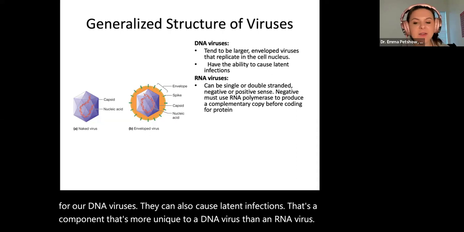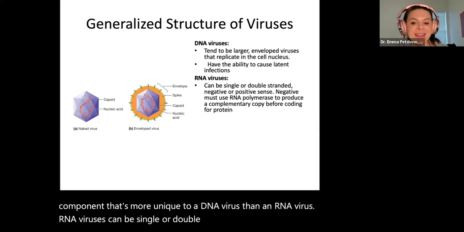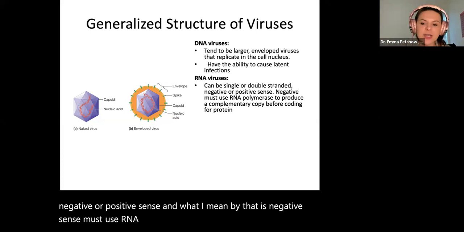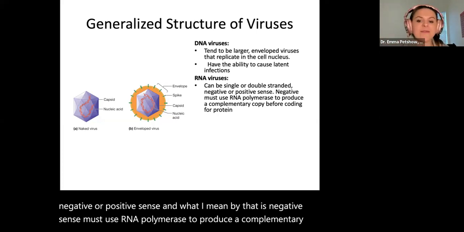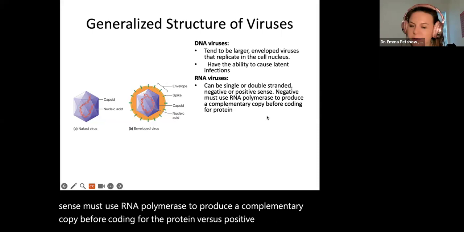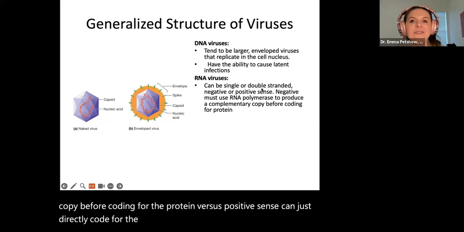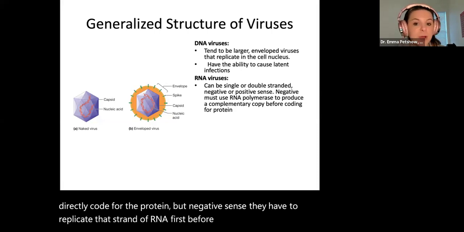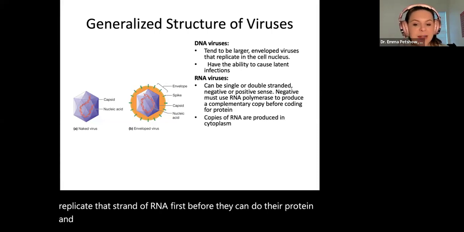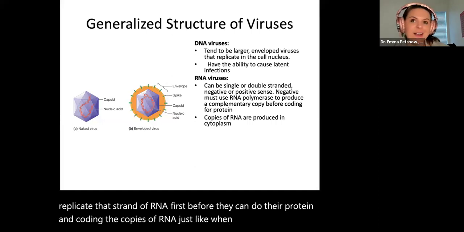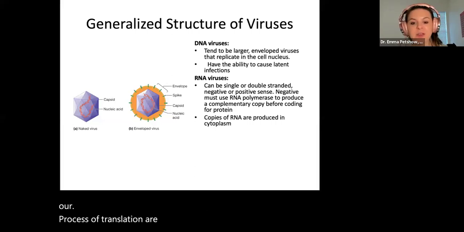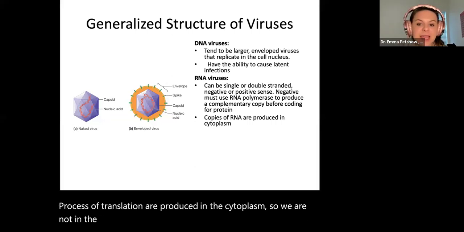RNA viruses can be single or double-stranded. They can be negative or positive sense. What I mean by that is negative sense must use RNA polymerase to produce a complementary copy before coding for the protein, versus positive sense can directly code for the protein. Negative sense viruses have to replicate that strand of RNA first before they can do their protein encoding. The copies of RNA, just like when we would normally do translation, are produced in the cytoplasm. So we are not in the nucleus for RNA virus replication.